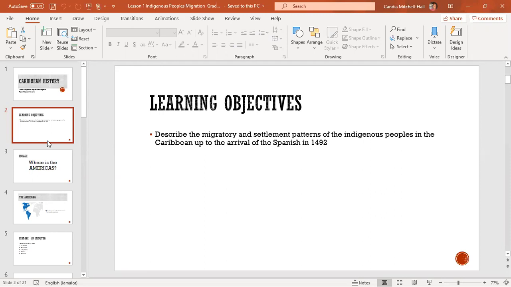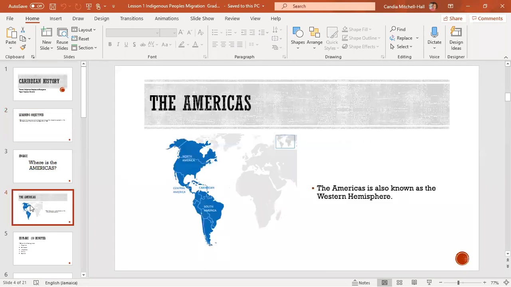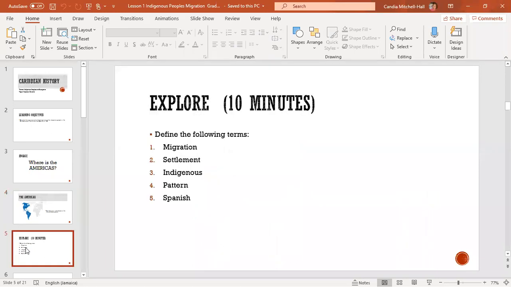Good. So ladies, all of this area is considered to be the Americas, right? And so we want to know the customs of who would have lived in this region. Now, these are some very important terms that we need to know.